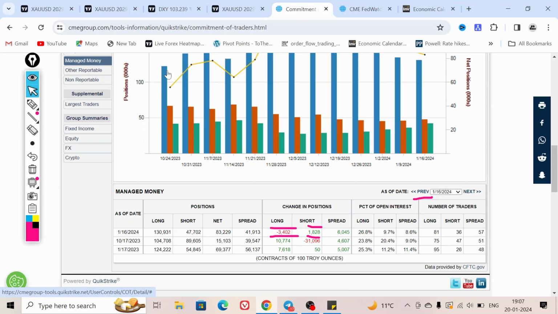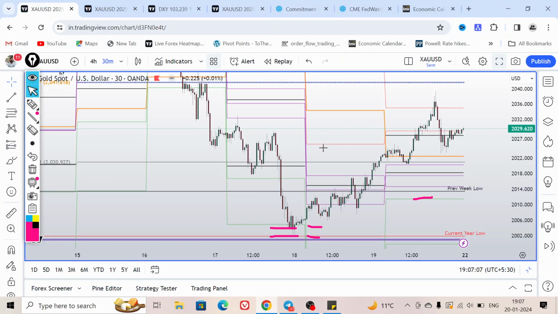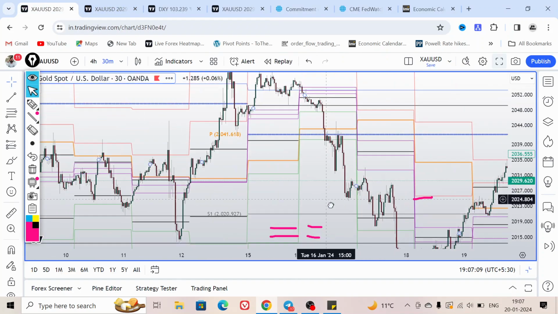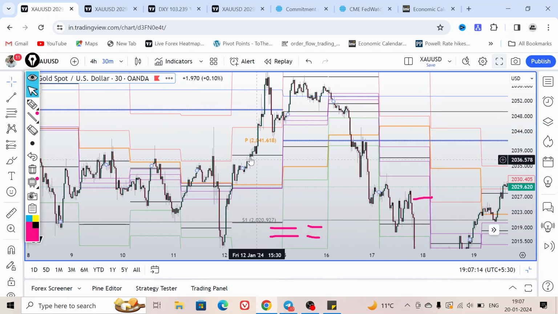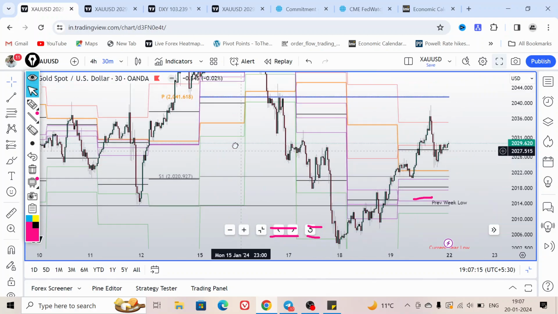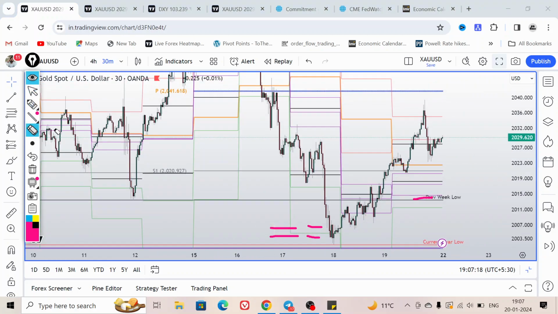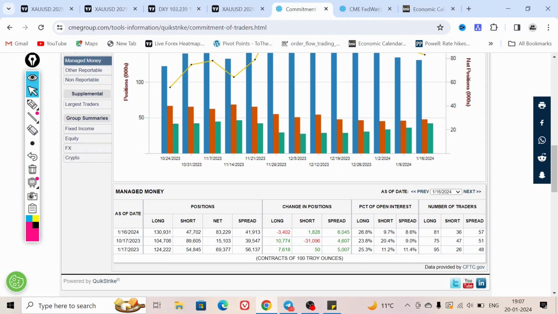So we have already seen the impact on the chart, because the price is continuously falling this week. So the impact is already on the chart. We have to watch how they are going to behave in the coming week also. So for this particular week, it is not looking good for bulls as per the COT report.